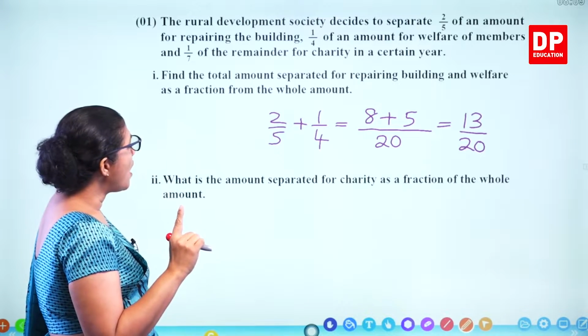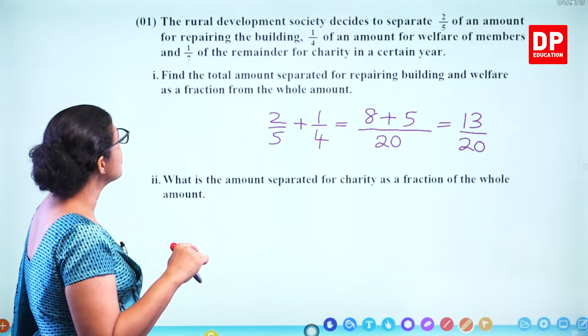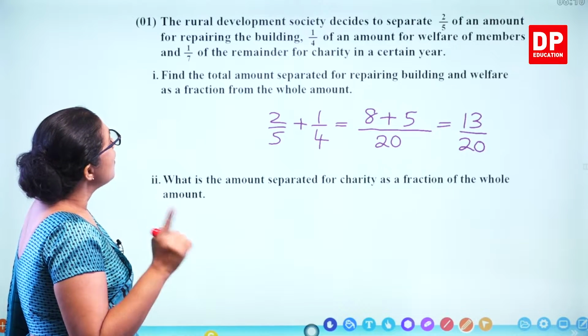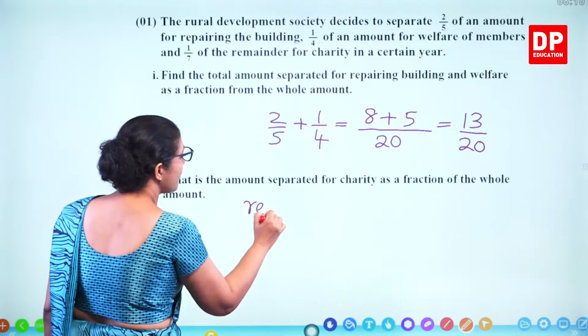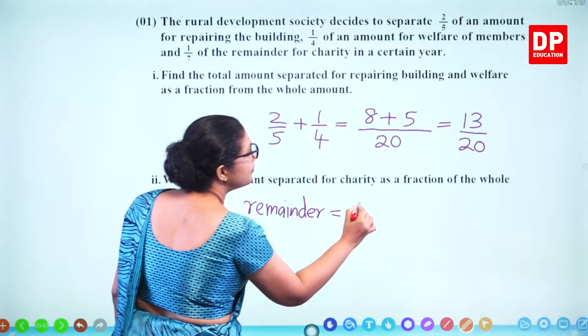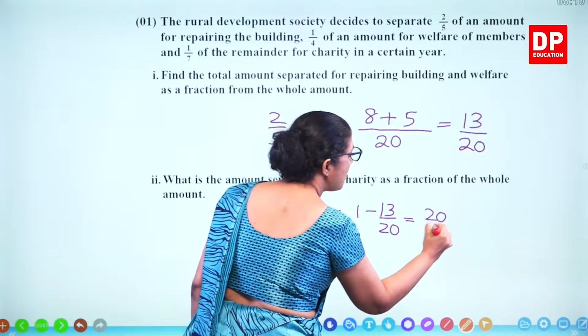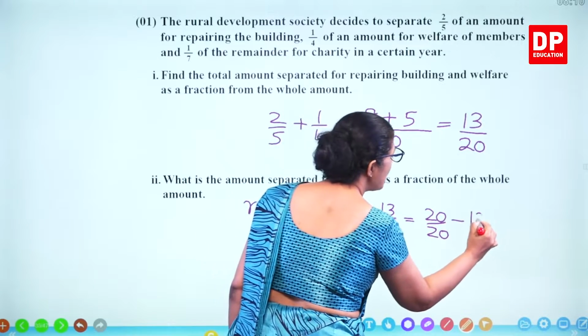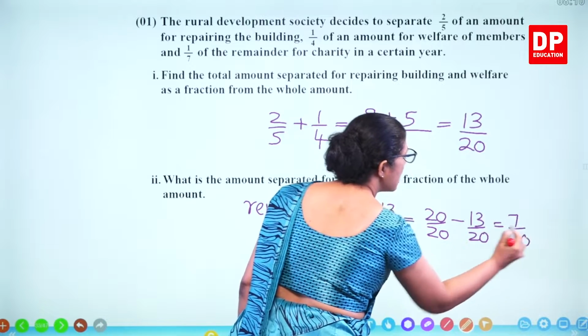What is the amount separated for charity as a fraction of the whole amount? First you have to find out the remainder. Remainder becomes 1 minus 13 over 20. That's 20 over 20 minus 13 over 20, 7 over 20.